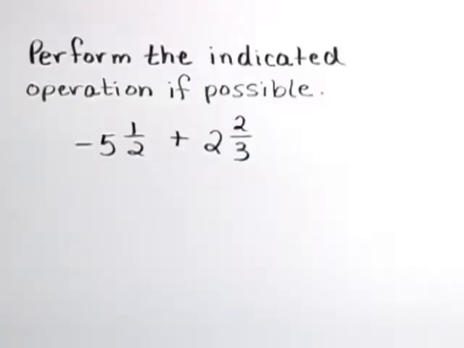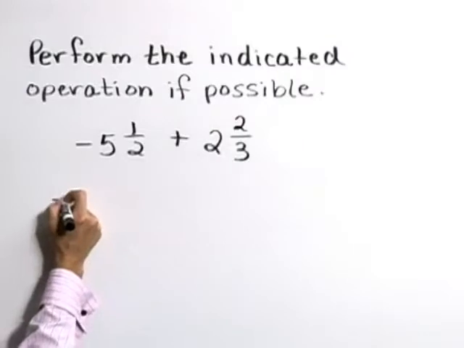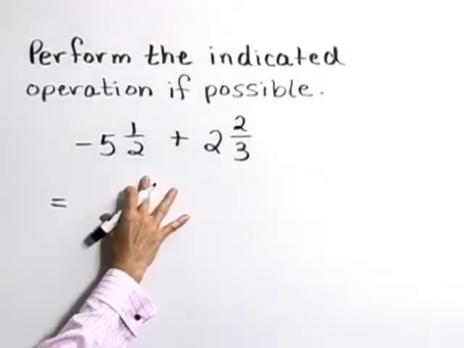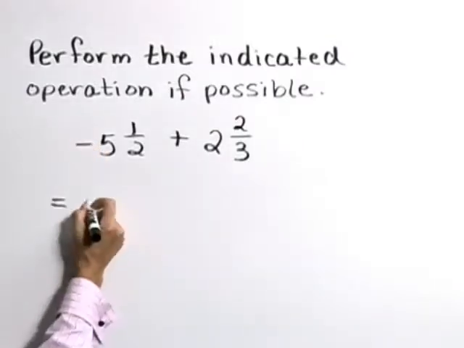Perform the indicated operation if possible. -5½ plus 2 2/3. Here we want to sum fractions, so we're going to need a common denominator. I think I'll also put these in improper form.